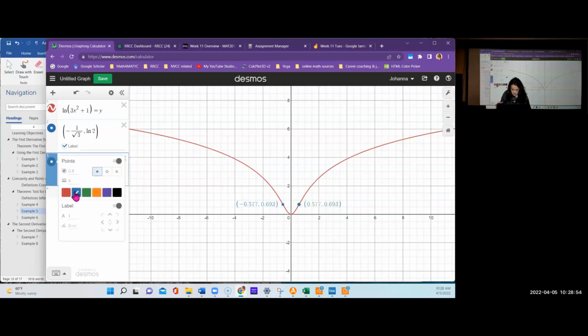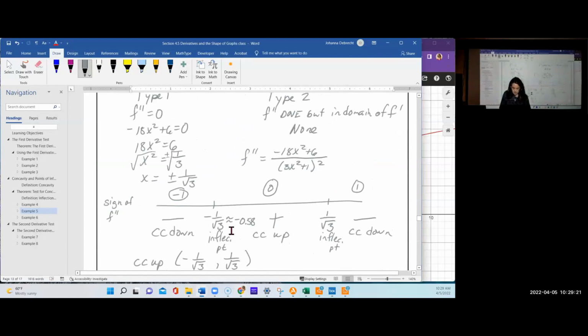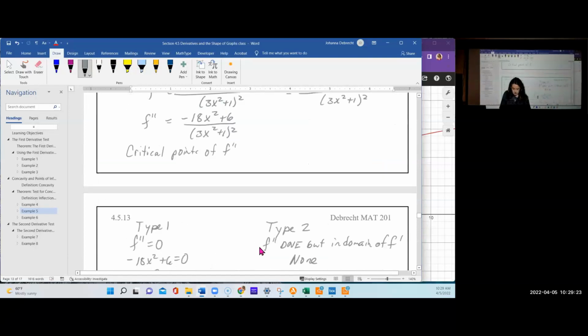We'll make it blue to match. All right. So we've got our 2 inflection points there. The inflection points change from where it's concave down to concave up, from concave up to concave down again. Notice that it is decreasing from negative infinity to 0 and increasing from 0 to infinity. We found that with the first derivative test, which was up here.